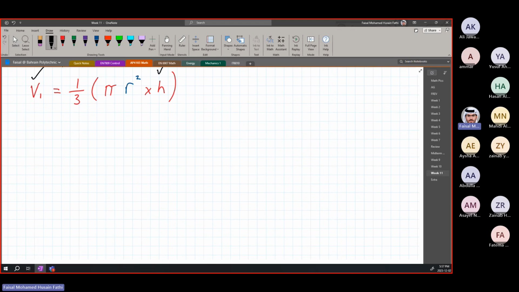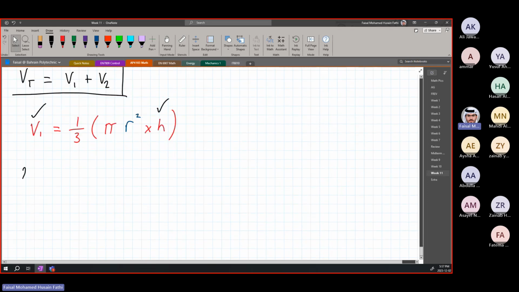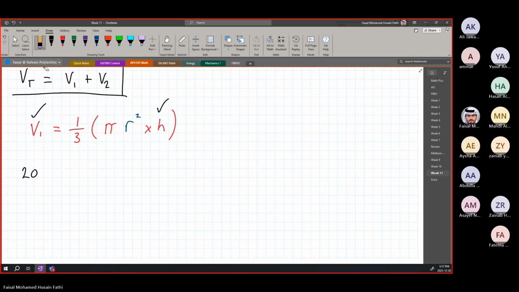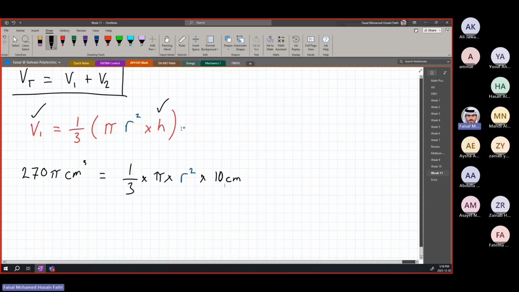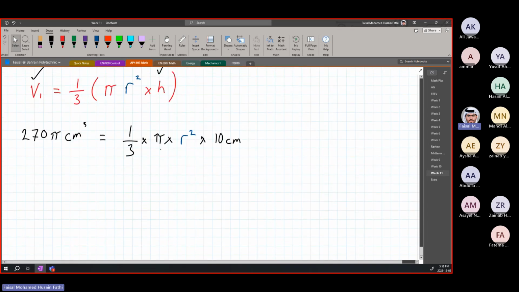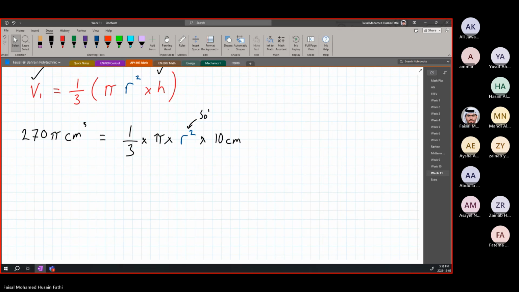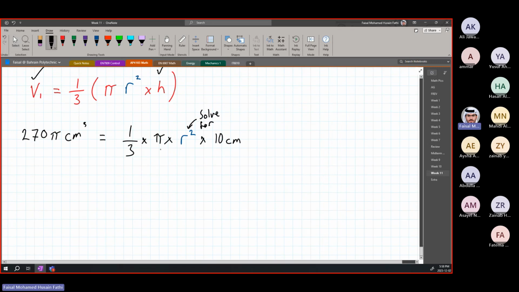So V1, was it 270? Yes, 270 pi centimeter cubed is equal to 1 over 3 times pi times R squared, which we need to find, times H. What is the height? 10 centimeters, if I'm not mistaken. We have everything. We need to now just solve for R. And that's it.